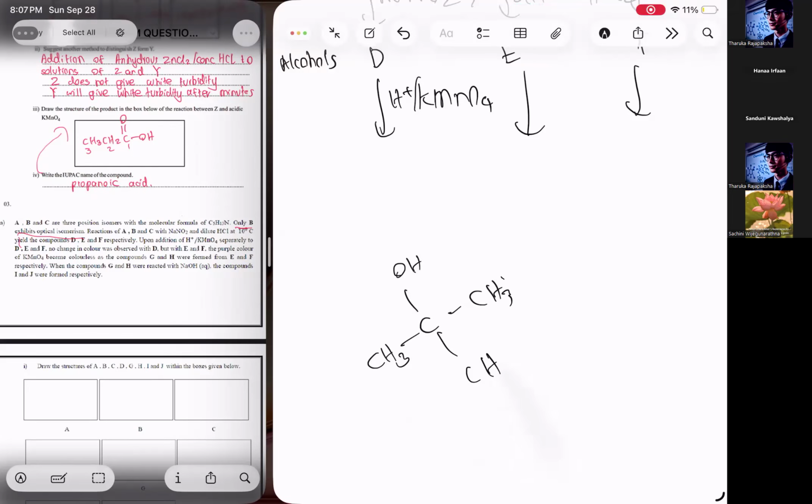It should be a tertiary alcohol definitely. Otherwise, it will oxidize. They say it doesn't oxidize. If it doesn't oxidize, then it should be a tertiary alcohol.